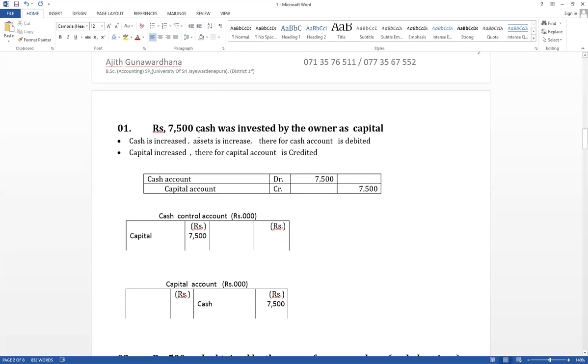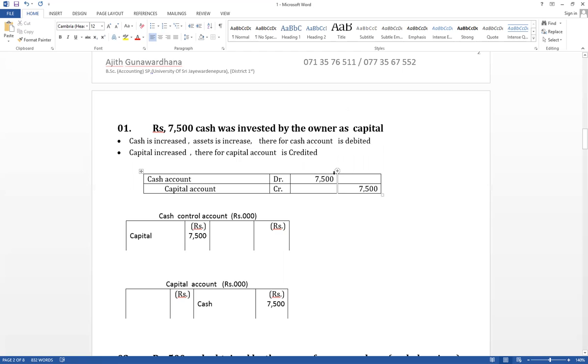Example number one, rupees 7,500 cash was invested by owner as a capital. Think which element change? Cash received to the business, therefore it is effect for cash increase as well as capital increase. Cash is asset increase. If asset increase should be record debit side. And capital increase, if capital increase should be record credit side.